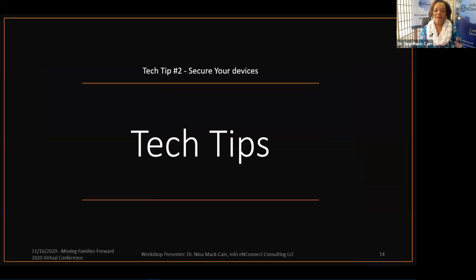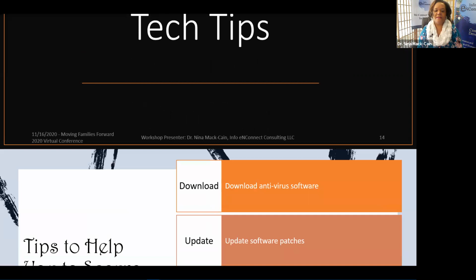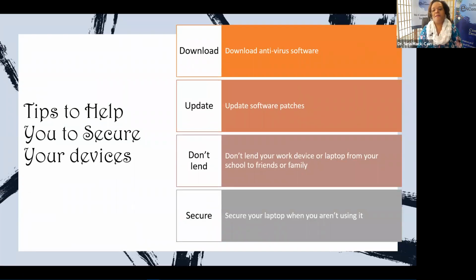Tip number 2, secure your devices. Here are a few tips to help you keep your devices secure and prevent unauthorized access. Download antivirus software. By downloading antivirus software, you can ensure that your device remains secure and that harmful viruses like Trojan horses don't wreak havoc on your system.